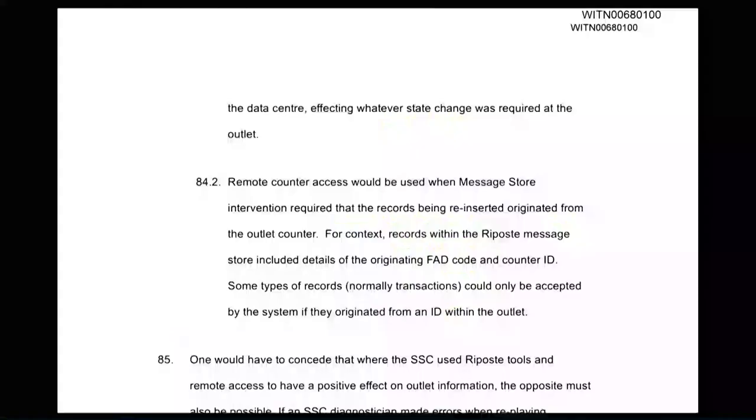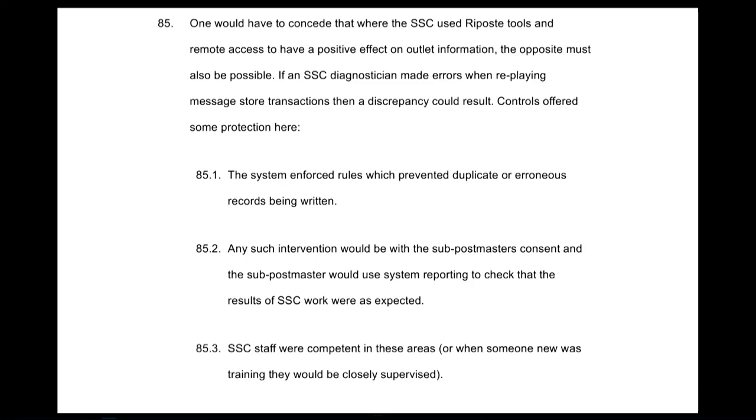Before we move to the topic that I said I was going to move to, can I just ask you some supplemental questions on the issue we were just addressing and go back to paragraph 85 of your witness statement on page 31, please? So it's paragraph 85, and you'll remember the one would have to concede sentence. And then you set out some controls that give protection against the errors or similar that you have identified as a possible consequence of remote access. I just want to ask you about the one you identify in 85.2.